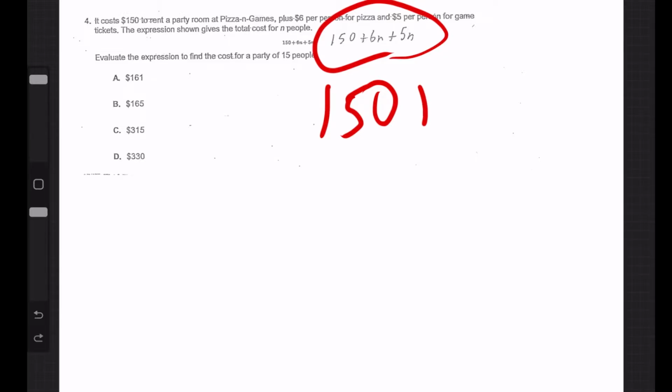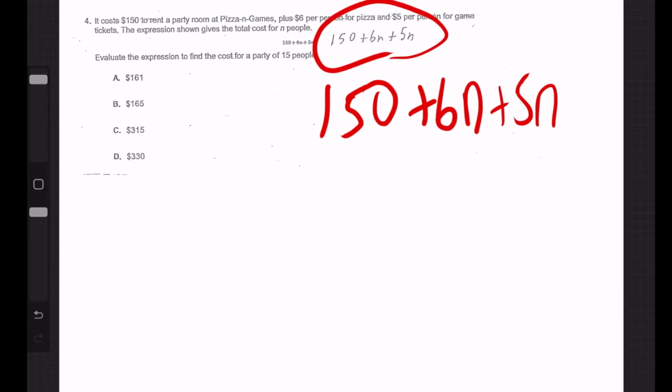Then we've got plus $6 per person for pizza. We don't know how many people just yet, so we're going to represent the number of people with the variable N. And then finally we have plus $5 per person for game tickets. Again, we don't know how many people just yet, so we're going to represent the number of people again with N. N will be the same in both of these because it's the same number of people purchasing tickets and purchasing pizza. Now let's look at the next step of this question.